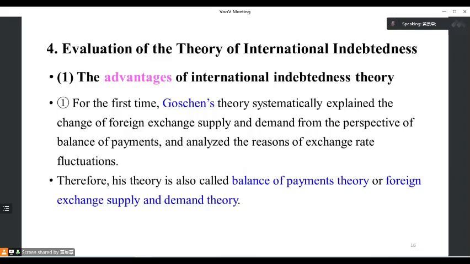In this page, the explanation of evaluation of international indebtedness tells us Gaussian's international indebtedness theory is also called balance of payments theory, or foreign exchange supply and demand theory. Let's go on.